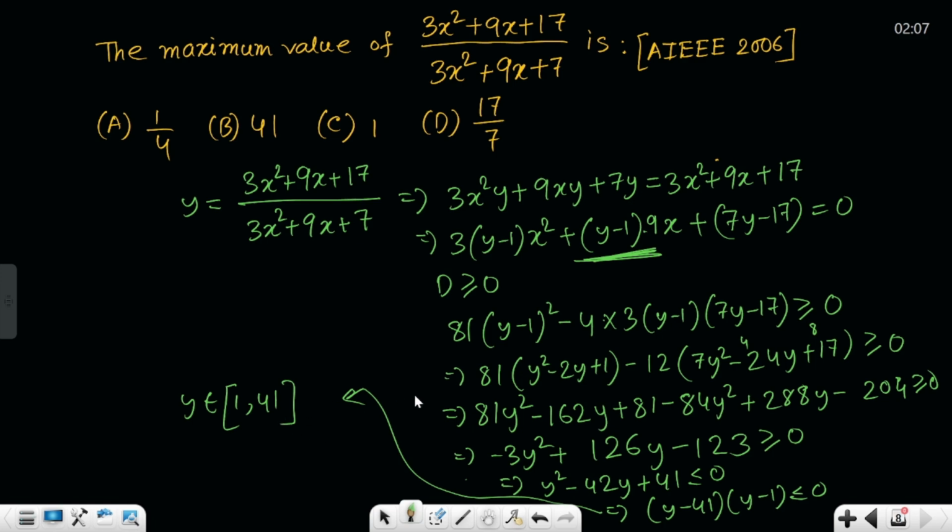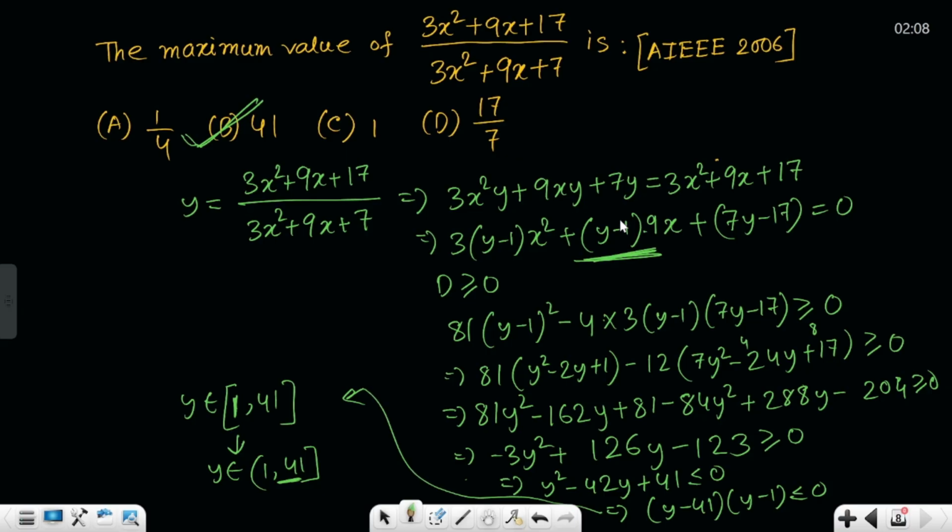Now you don't actually need to check, because they are asking about the maximum value. So the maximum value will be 41. That will be the answer. But for you, I am checking for y equal to 1. If you put y equal to 1 here, 3x square and 9x cancel out from both sides, resulting in 17 equal to 7. That is not correct. So we need to exclude 1 from the solution. So y belongs to the interval open at 1 and closed at 41, so 41 is the maximum value.